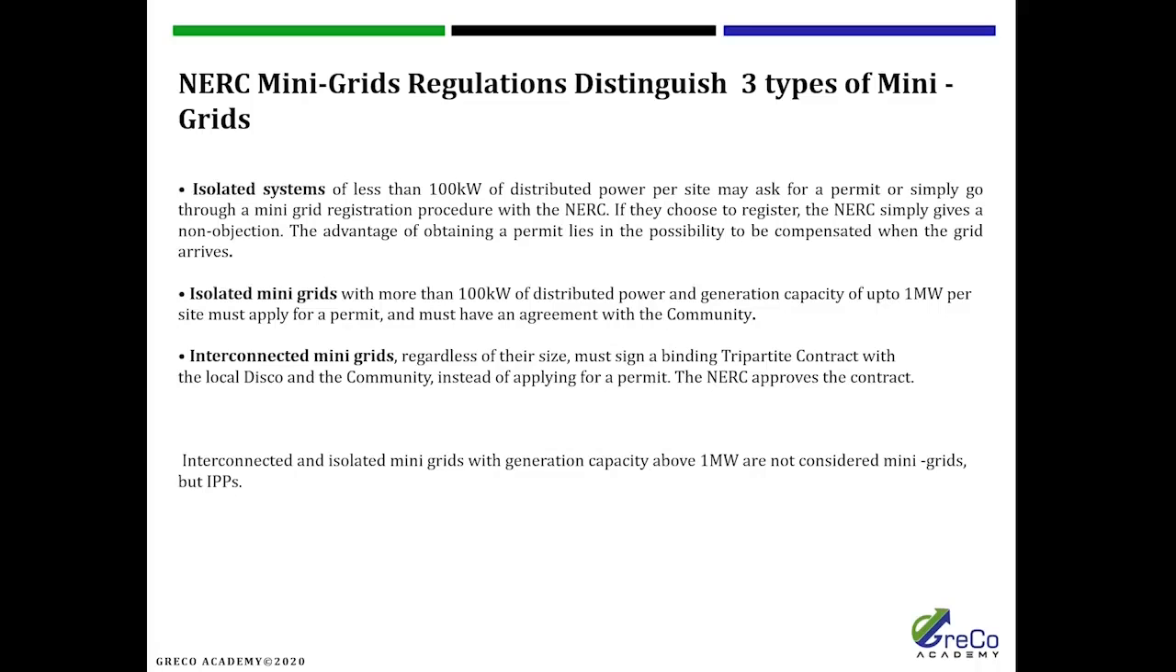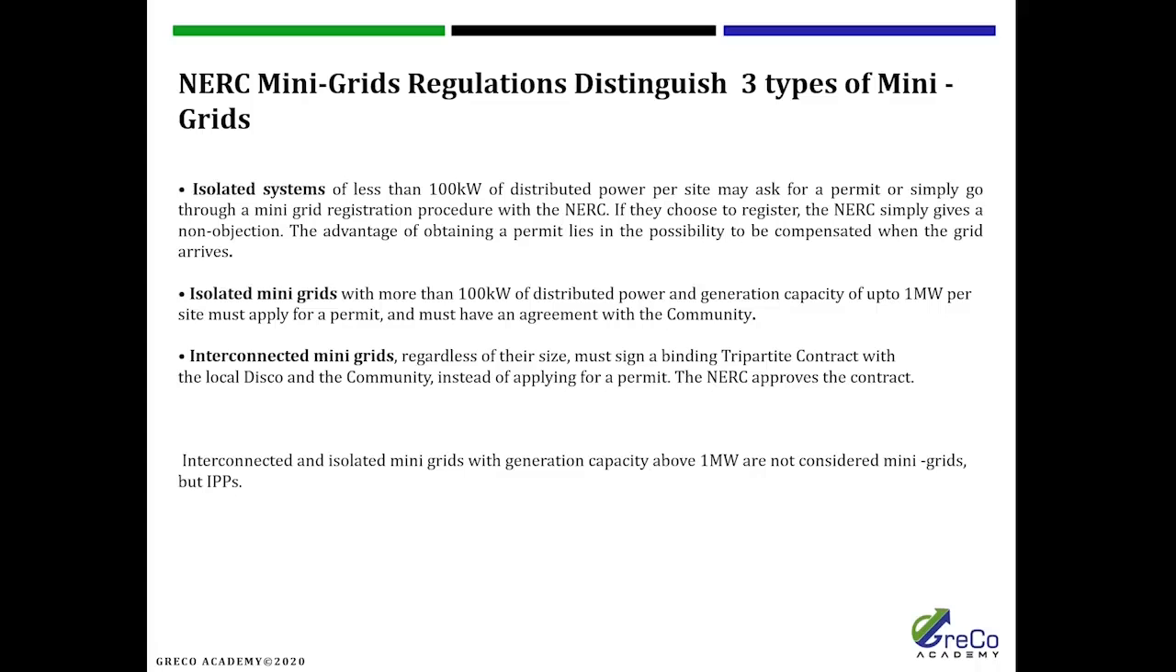The isolated mini grid system is either talking about those mini grids that are less than 100 kilowatts capacity. In this case, a developer only asks for a permit to develop such a system. It is optional for them to register such sites.